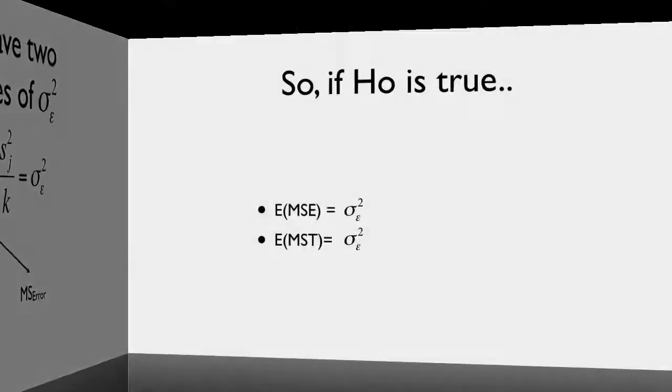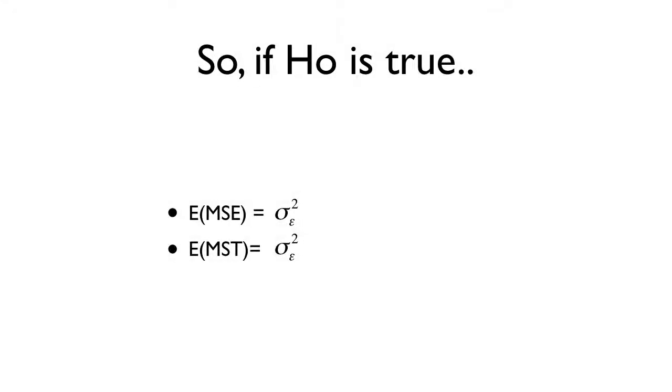Okay. So if H0 is true, the expected value of mean squared error is sigma squared sub epsilon. If H0 is true, the expected value of mean squared treatment is also sigma squared sub epsilon. They should be equal. Those two values, if H0 is actually true in the real world that we really don't know about, we can't know, because we'd have to know everything, and we don't.